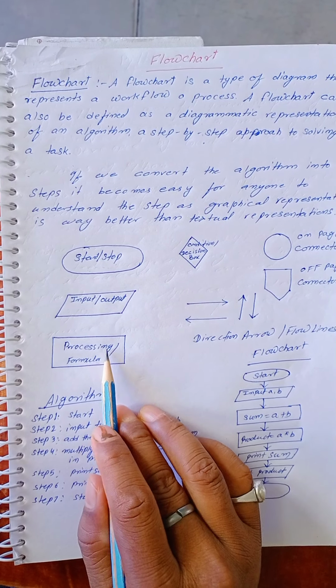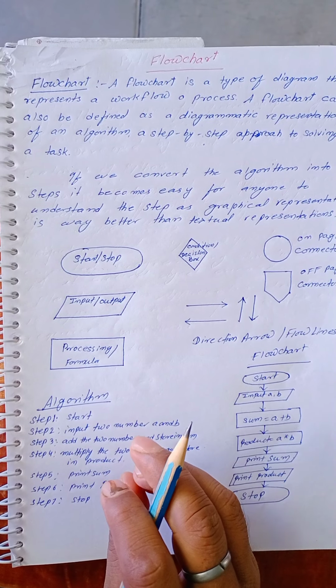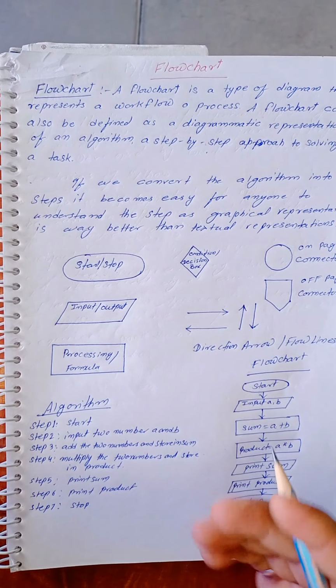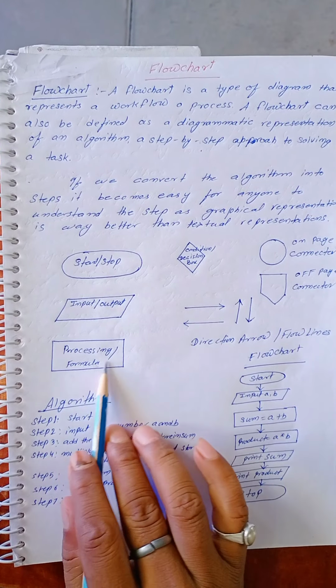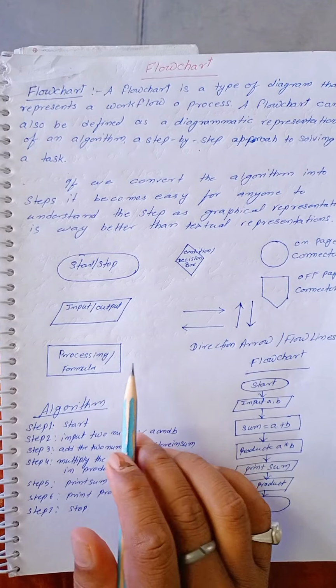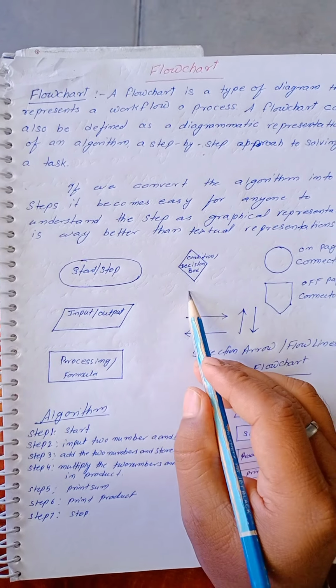Processing means, after giving any work, a formula is used to solve the question. At this time it is used for solving the problem. Okay. Next, it is decision making.